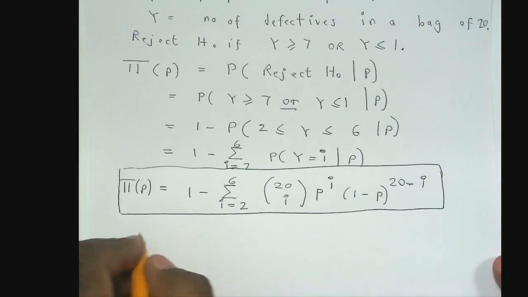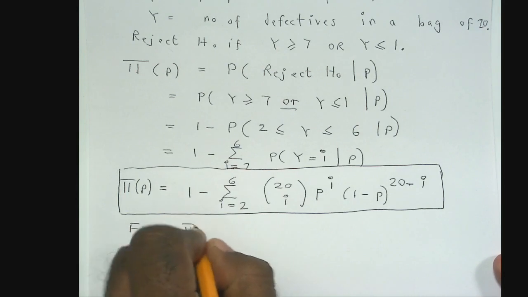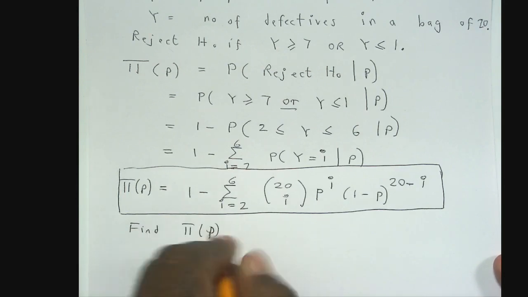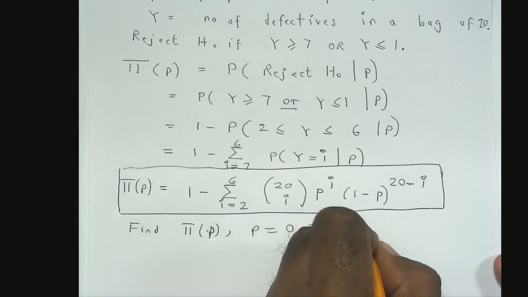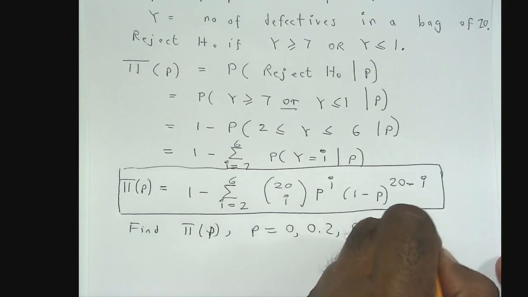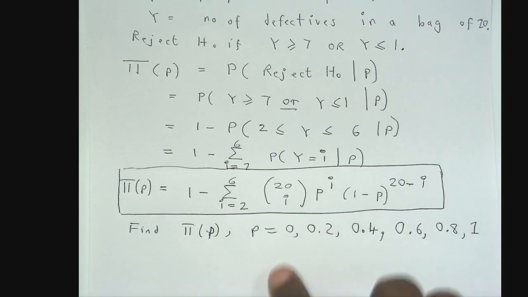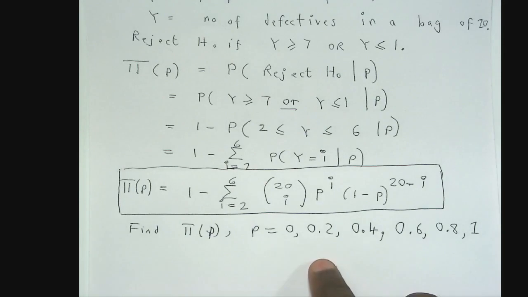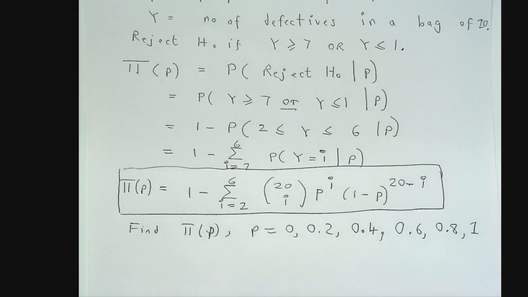Now you are also asked to find pi of p when p is 0, 0.2, 0.4, 0.6, 0.8, and 1. I'm not going to do this right now because it will be very time consuming and I will need a calculator. What you need to do is just substitute these values into this formula and work out pi of p. Obviously you will need a calculator or computer to do that.